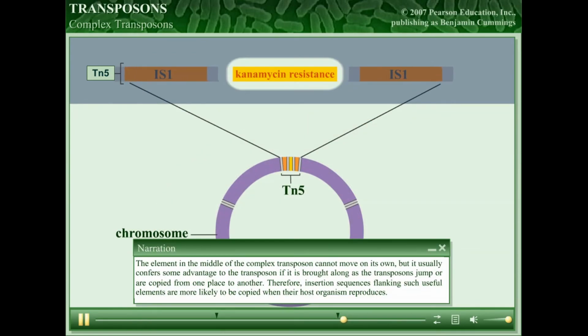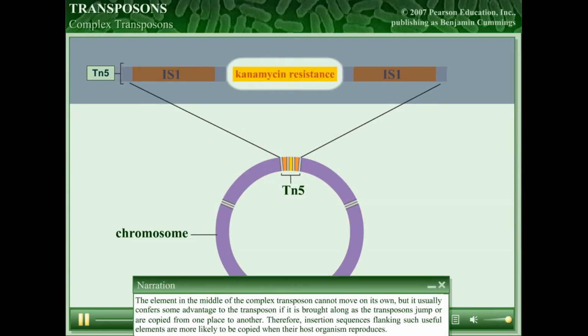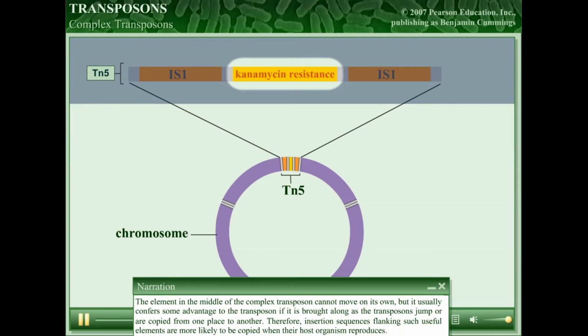The element in the middle of the complex transposon cannot move on its own, but it usually confers some advantage to the transposon if it's brought along as the transposons jump or are copied from one place to another. Therefore, insertion sequences flanking such useful elements are more likely to be copied when their host organism reproduces.